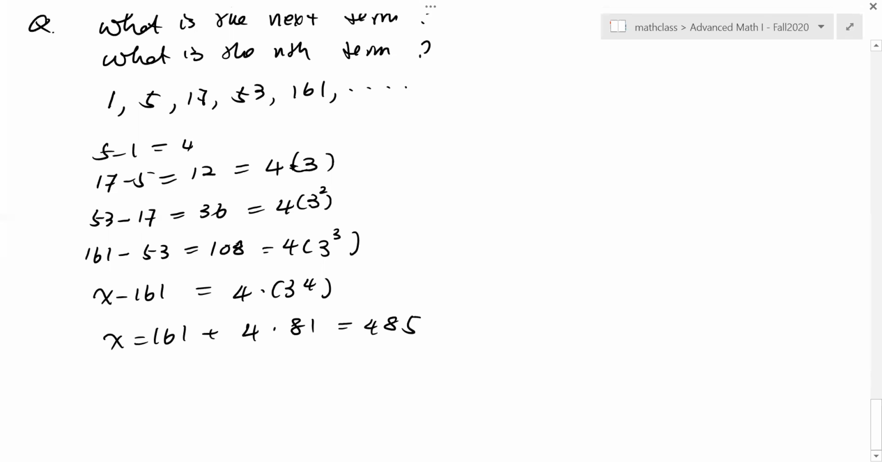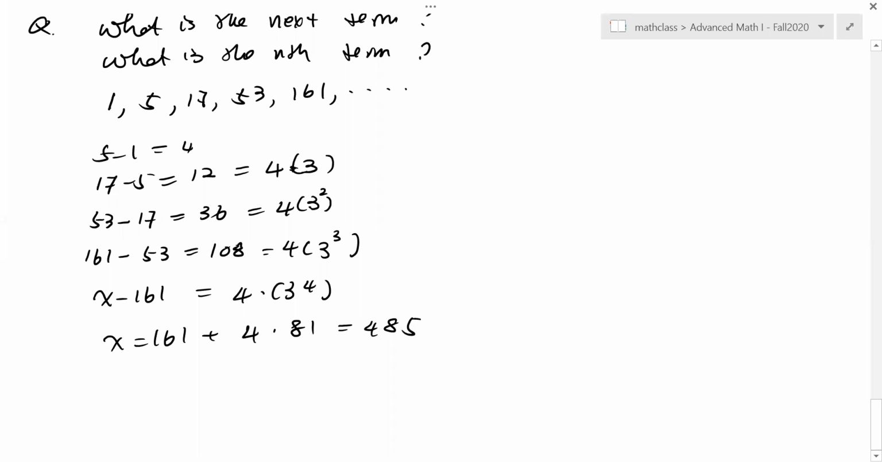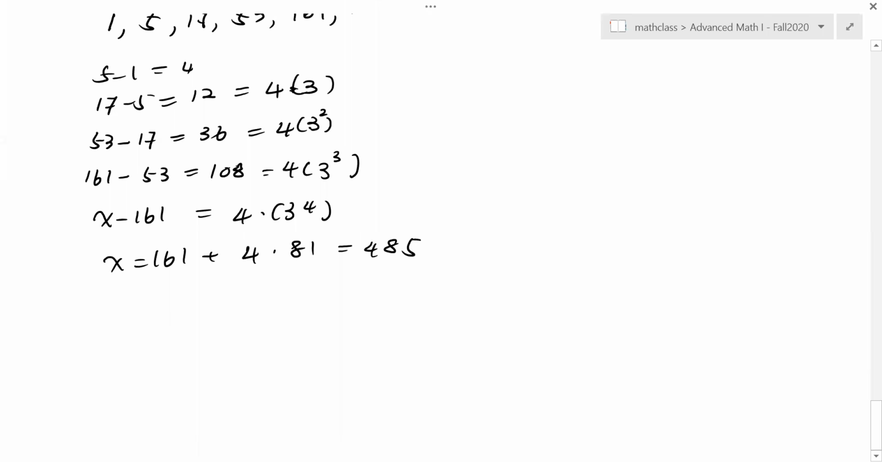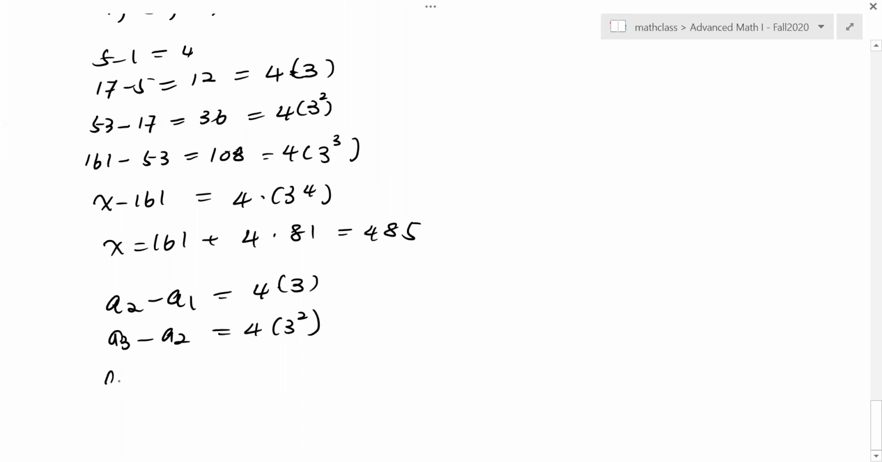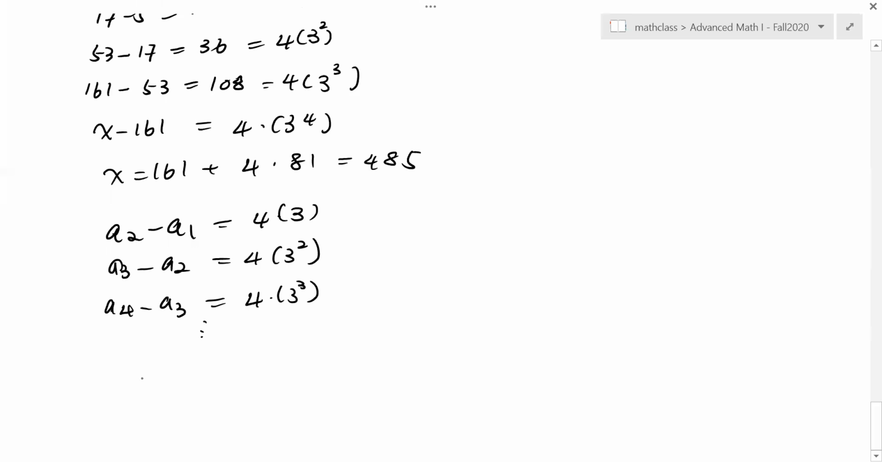Okay. Now to get the general formula, here's the idea, right? A2 minus A1 is 4 times 3, right? A3 minus A2 is 4 times 3 squared. And then A4 minus A3 is 4 times 3 cubed. So in general, I think this will be 3 to the n minus 1, okay? Because those must match, 3, 3. Okay, and n minus 1, right?